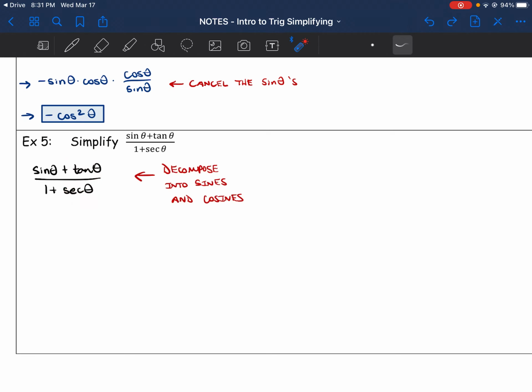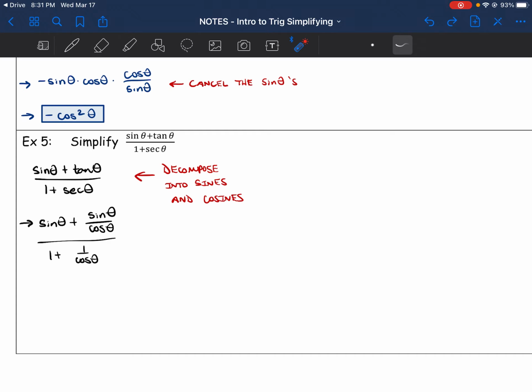So it's going to be my first play. All right, so I've gone ahead and done that. Now when you look at this, some students might get lost as to what you could do next. One thing I'm noticing is that we're trying to add a sine theta to a fraction. Same thing here, we're trying to add this 1 to a fraction. And a lot of times when you're trying to add expressions with fractions, you normally want to get a common denominator.